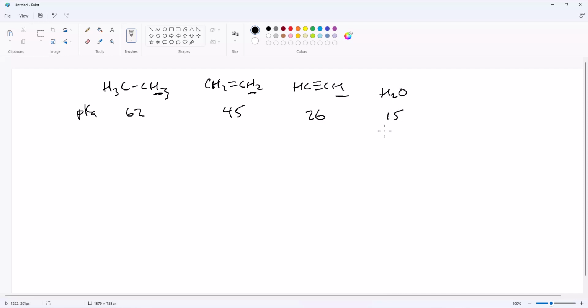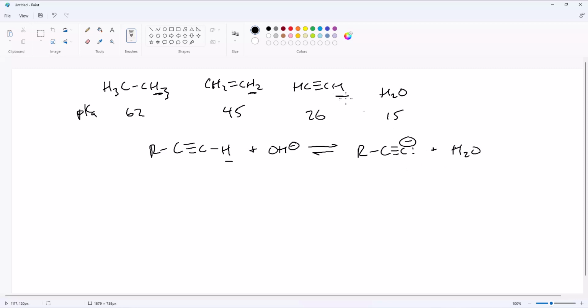Water has a pKa of about 15, but it is acidic enough that it can be deprotonated with strong base. So if we're looking at a terminal alkyne, and we add OH minus, then this would be an acid-base equilibrium. We're going to deprotonate this H, so we'd be left with the terminal alkylidyne. That's the anionic form of the alkyne, and we'd be left with H2O.